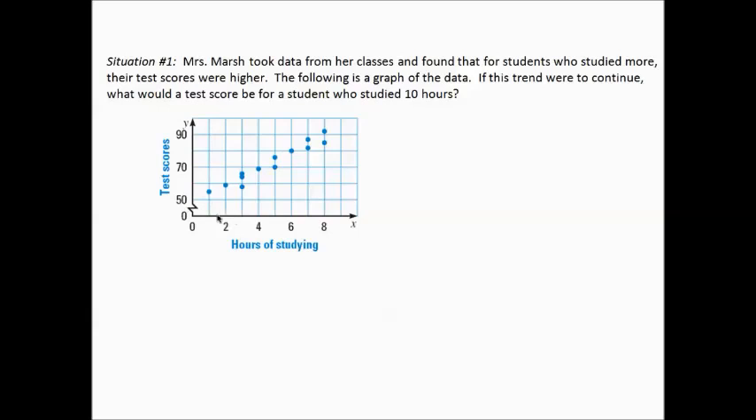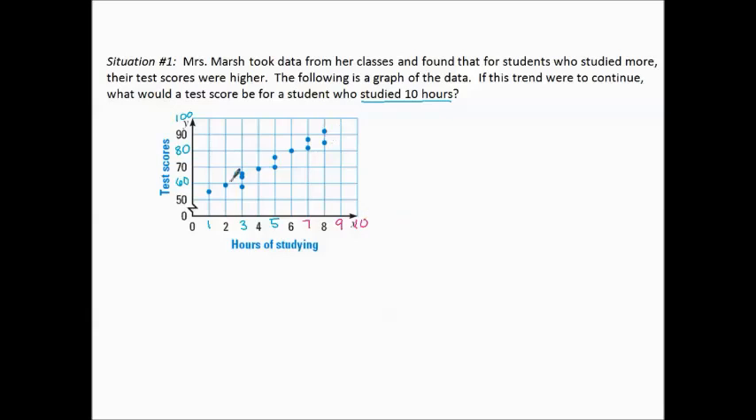And if we look at this graph, I see 0. In between here, there's a 1, 2, 3, 4, 5, and so on. Same thing up here. I have 50, so in between is 60, 70, 80, 90. Up here is 100. Okay, so my question asks, what would a test score be for a student who studied 10 hours? Well, my graph only goes up to 8 hours. But if I know 5 is here, 6, 7, 8, 9, here is my 10 hours.